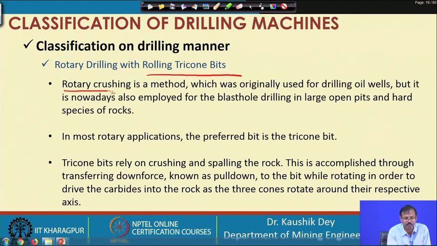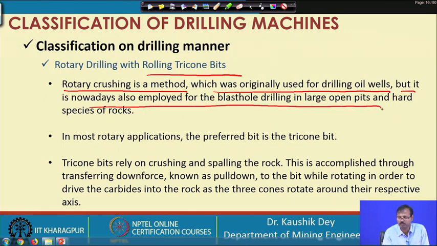Rotary crushing is a method which was originally used for drilling oil wells. Nowadays it is also deployed in mining, especially for dragline blasting where long holes are drilled. Here, the application of the tricone bit is carried out. We will see the figure of the tricone bit in the next slides.